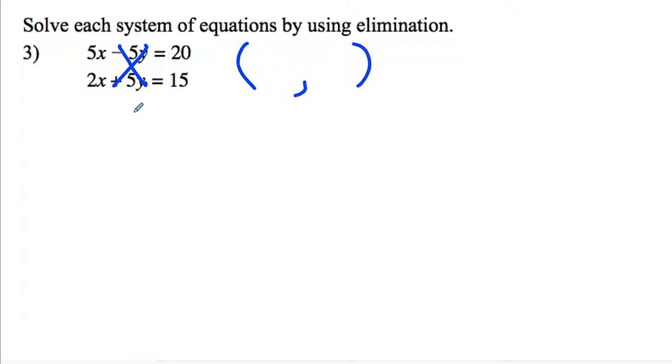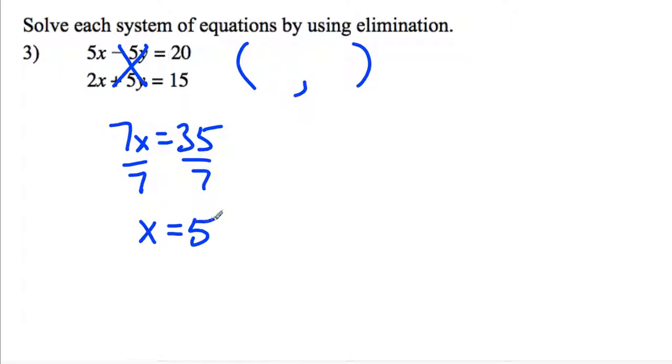So here, 5x plus 2x is 7x. So I do combine that still. And then 20 plus 15 is 35. So I do have to combine that as well. And look at this. This is really easy to find my x value now. I just divide both sides by 7, and my x value is 5. So we did that by eliminating one of the variables. We eliminated the y's by combining these two equations.